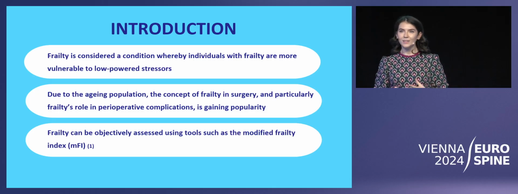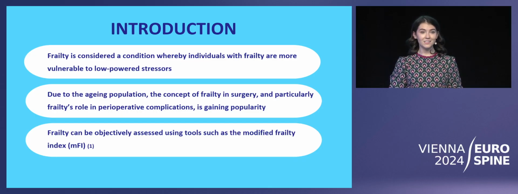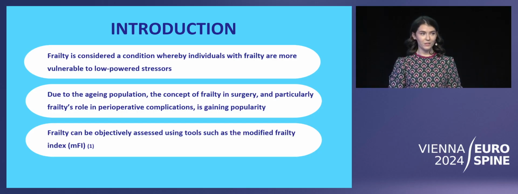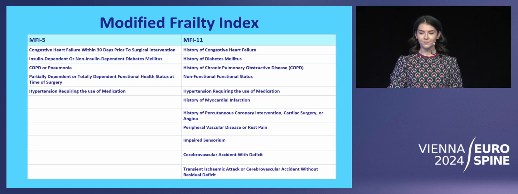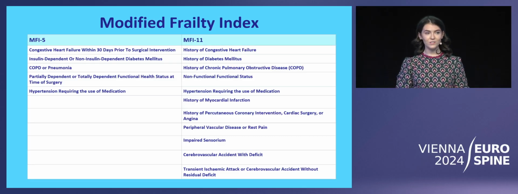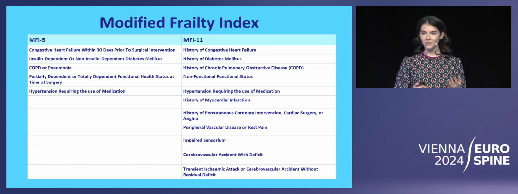While frailty can be assessed subjectively, to be able to adequately understand and study it, we need to use a standardized, objective approach. The Modified Frailty Index is a tool to objectively quantify patient frailty based on comorbidities. Modified Frailty Index comes as two forms, the 5-point or the 11-point scale, made up of the various comorbidities you can see behind me. The patient's comorbidities are added up and they are given a percentage frailty score.